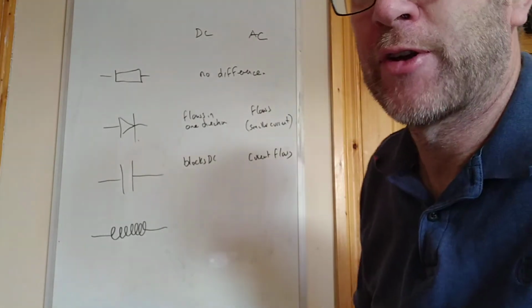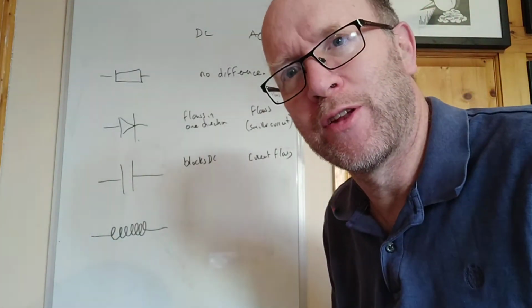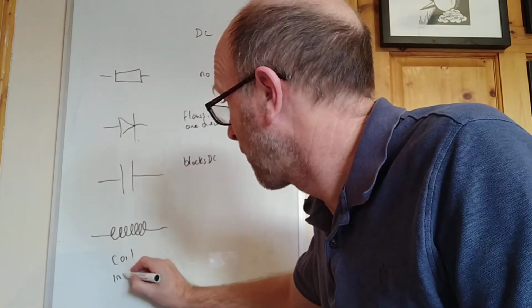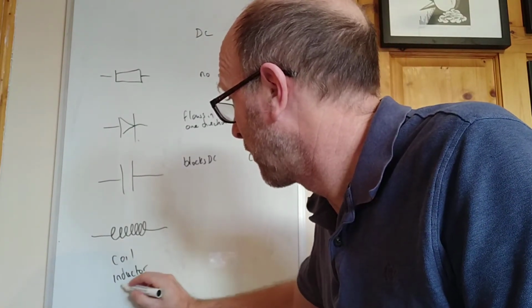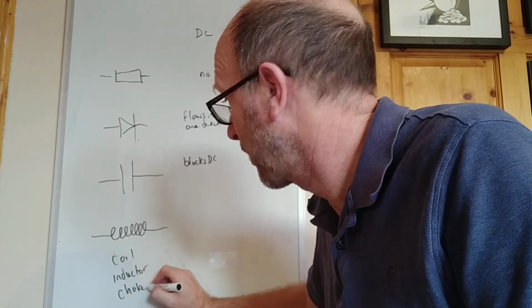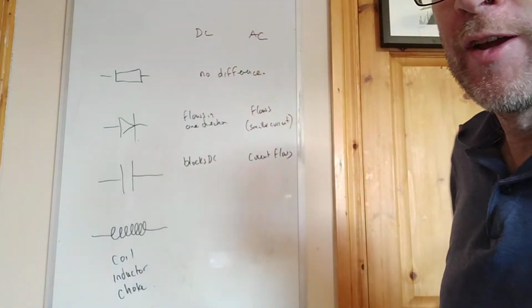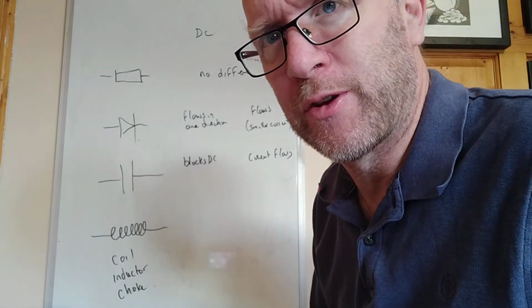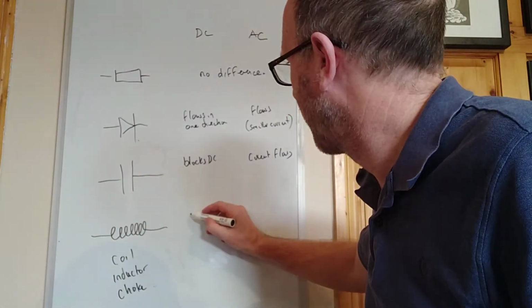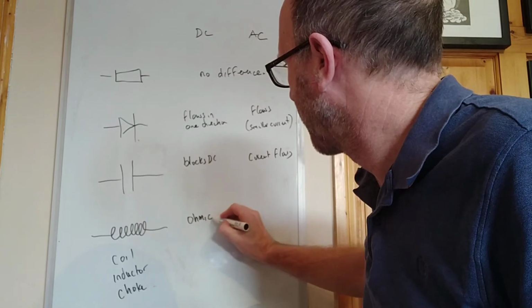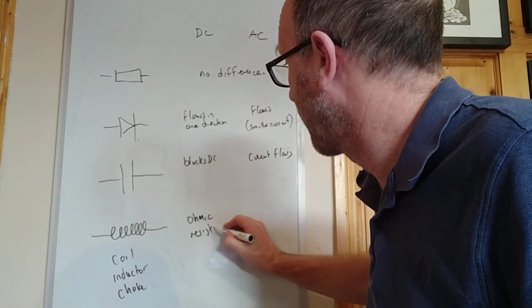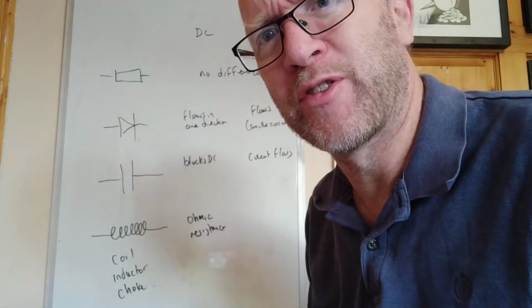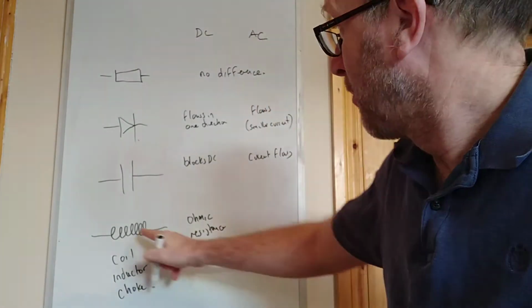Now the most interesting one, and the one we've just looked at, is the coil. A coil is also known as an inductor sometimes, and it's sometimes even known as a choke. Now for AC, think about it. For DC, it just has its resistance, what we call ohmic resistance. So it has a resistance like a resistor would, and we call it the ohmic resistance because it's linked to the resistor.